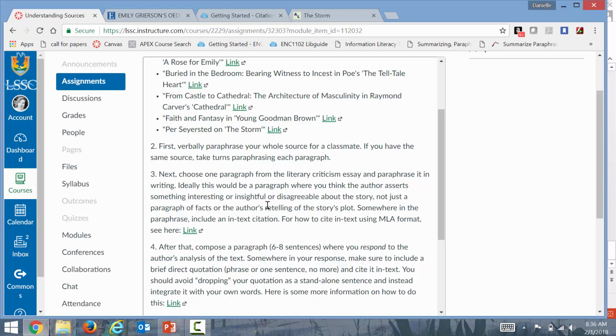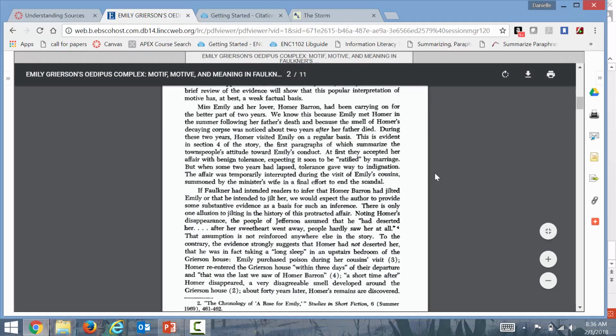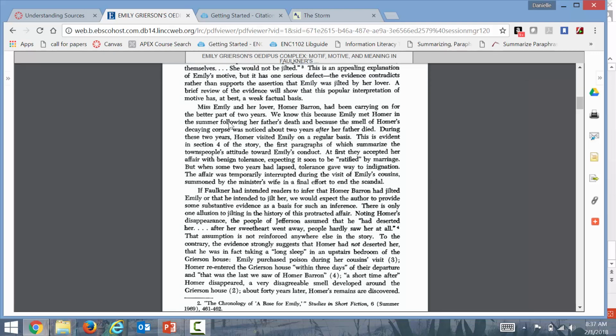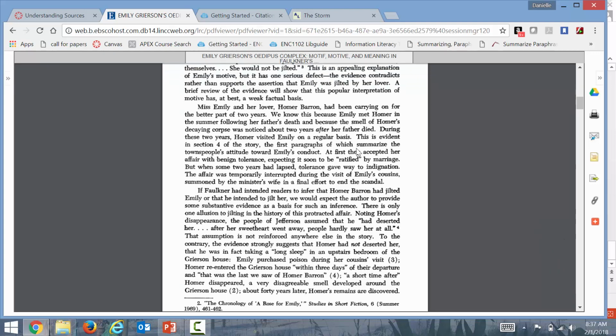But number 3, choose one paragraph from the literary criticism essay and paraphrase it in writing. So this can be any paragraph. I would say try not to choose a paragraph that just summarizes the story or mainly summarizes the story, because then you're really paraphrasing the story, not this critic's interpretation or analysis of the story.